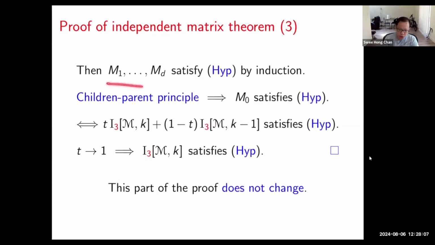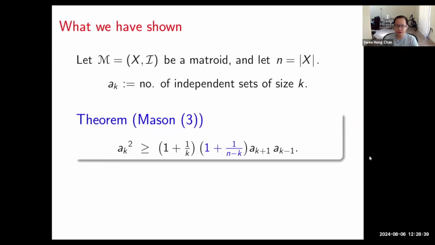By induction, the children satisfy the hyperbolic property. Then the parents satisfy the hyperbolic property. Then you take p equal to 1. Then you prove the theorem for all values of k. Okay. So the only thing that changed is the definition of the matrix. And maybe checking the base case becomes a bit more complicated. But once you do that, you got everything. You got your Mason 3. Okay. Up till here, I think it's actually a good point to ask questions, while I'm drinking water. So feel free to ask any question now before we continue.